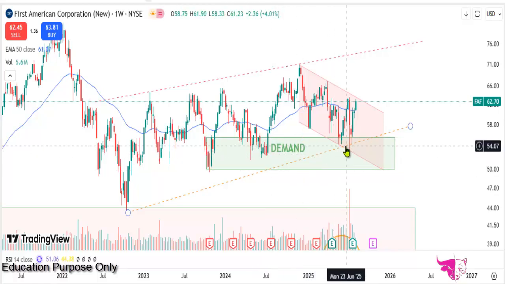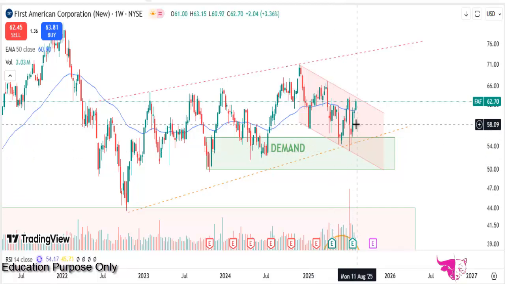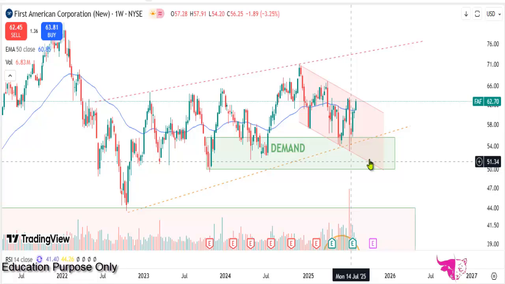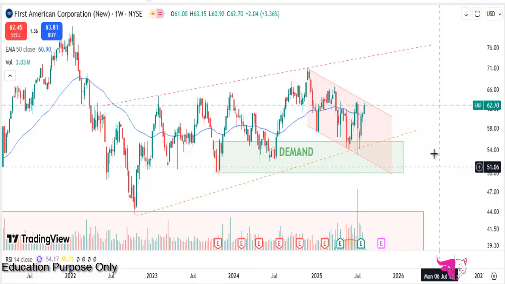The fact that FAF tested this $50 to $53 zone recently, especially given that strong July rejection we saw in the monthly, makes this area particularly important. It suggests a higher likelihood of a bounce from around here.